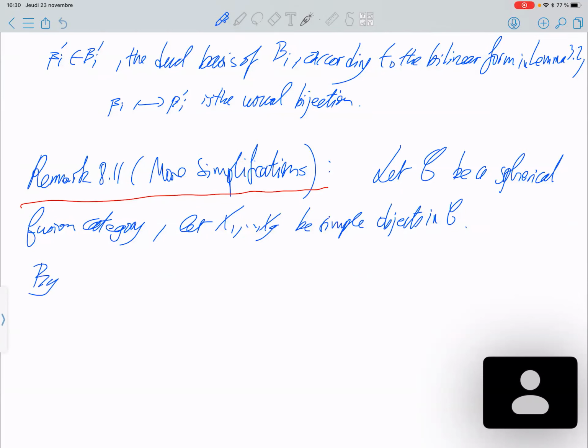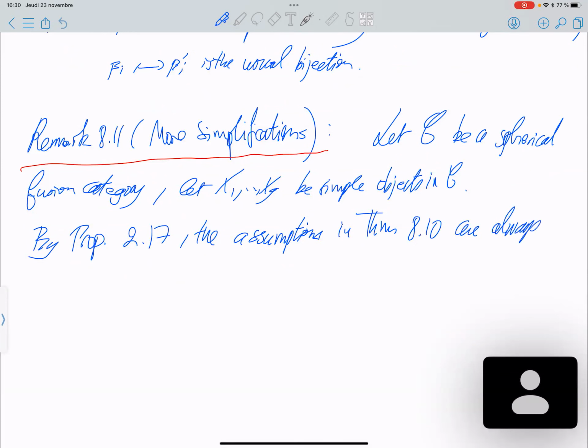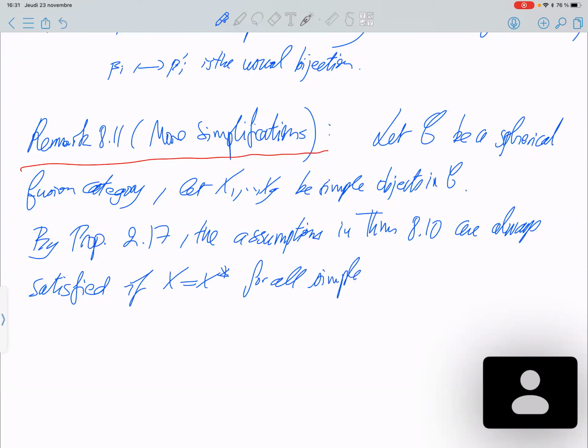So by proposition 2.17, the assumption of the previous theorem is always satisfied in the self-dual case. The assumptions in theorem 8.10 are always satisfied if X is self-dual, for all simple objects X in C.